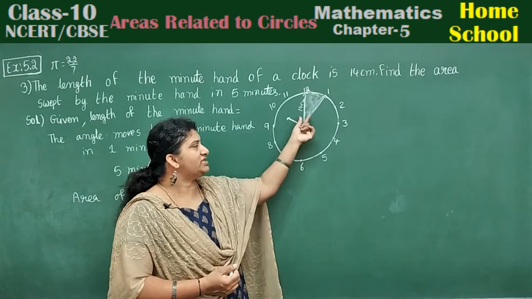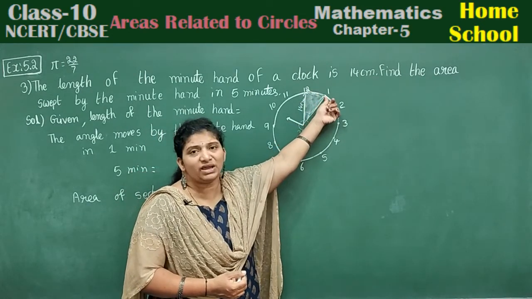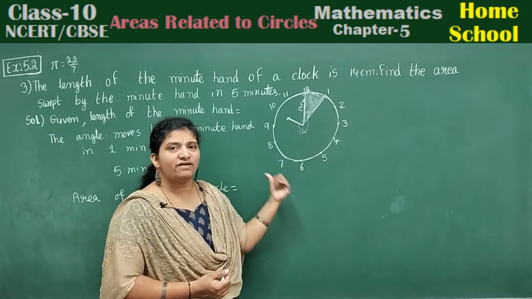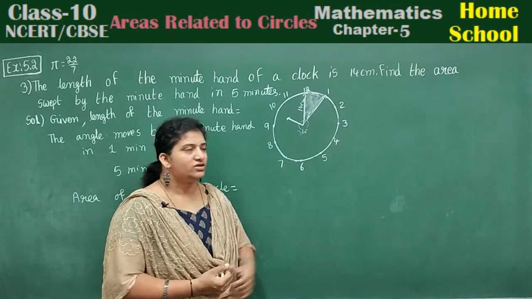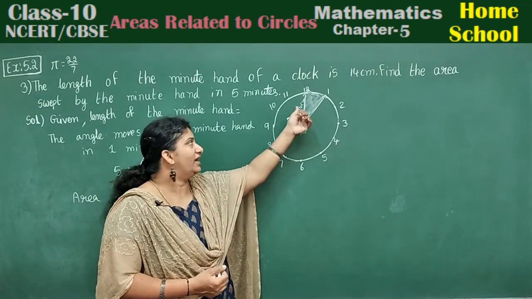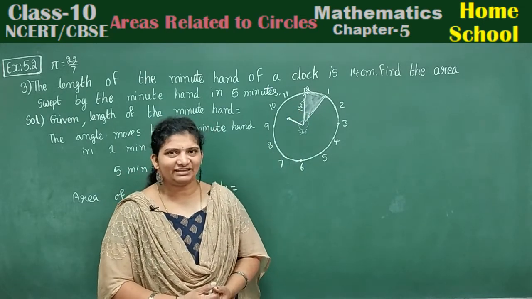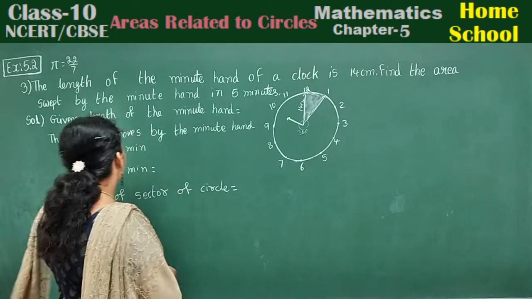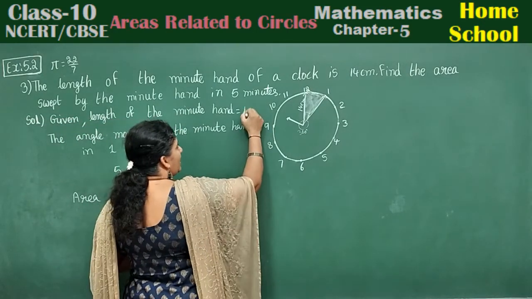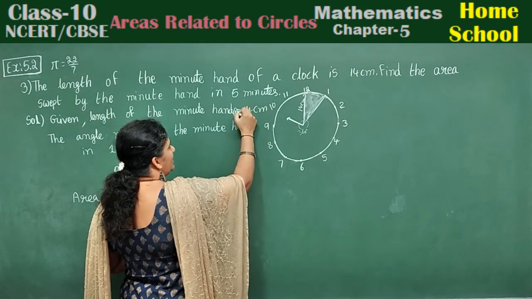5 minutes means we should count from here to here, it is 5 minutes. So 1 minute is 6 degree, 5 minutes means 5 6s are 30 degree. So now we got the angle theta is equal to 30 degree, radius is 14. Now it is very easy to find the area of a sector. Let's start. Given length of the minute hand is equal to 14 centimeters, or I may call it a radius.